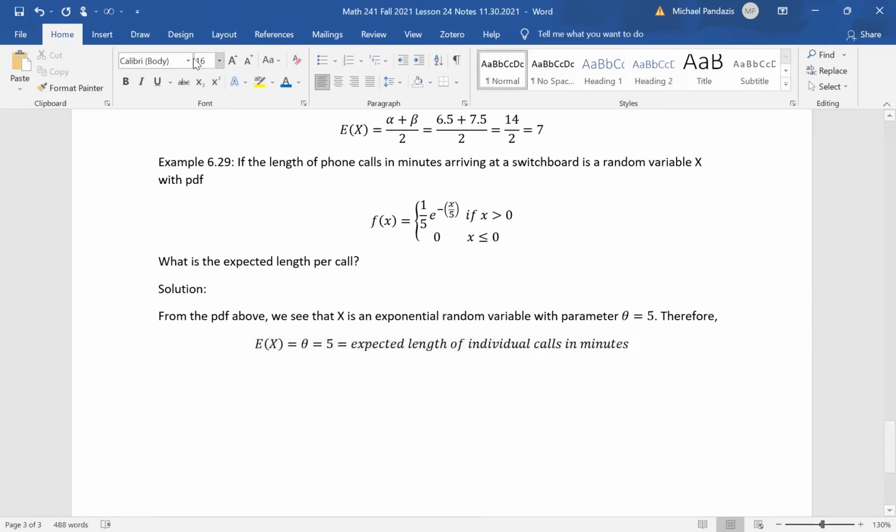The next section is 6.9, which is on standardized random variables.